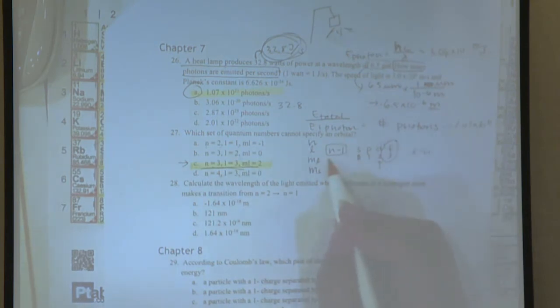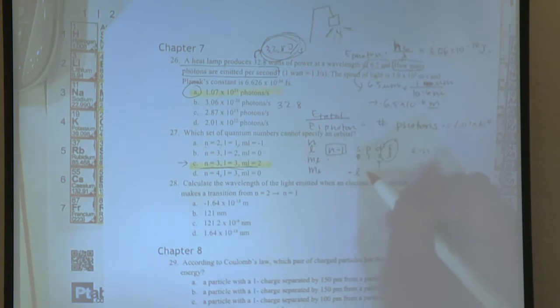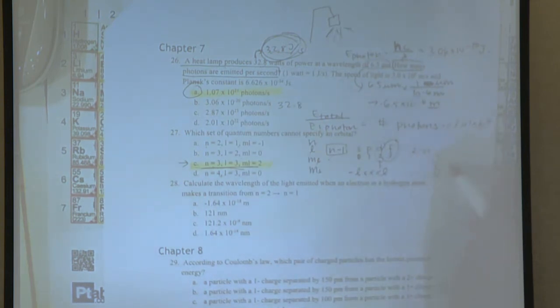Does that make sense? And then just as a side note, ML can be anything from negative L to L. So if we have, for example, let's say that our L number was 1, meaning that our electron was in a p shell. We only have 3 total different kinds of p shells, right? We have one that goes up and down, left and right, and in and out of the paper. So that is 1, 2, 3. And so we can have a -1, 0, and a +1.